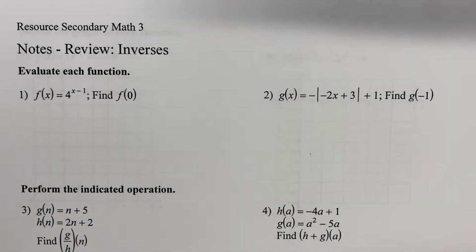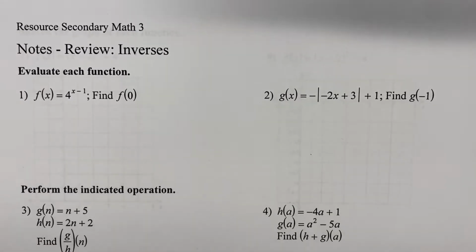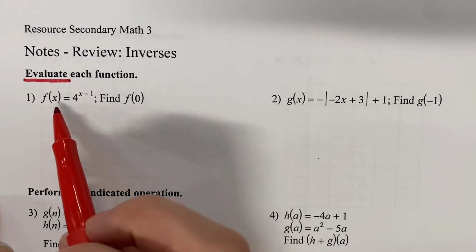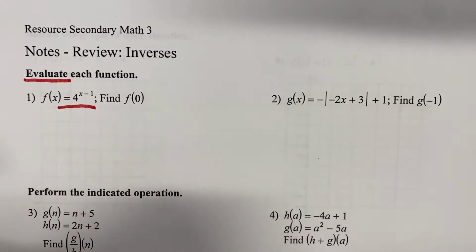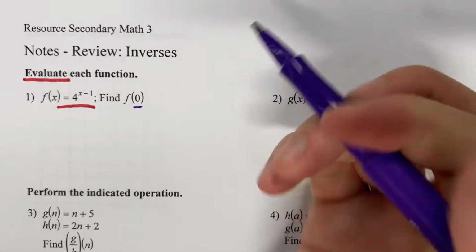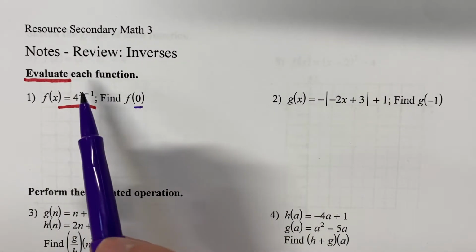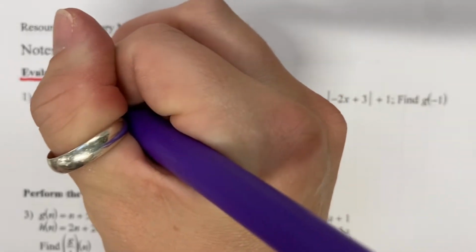Alrighty. Today we are going to review for our inverse function unit. Okay. And so on numbers 1 and 2, we're asked to evaluate each function. Evaluate the function means it's giving you a function here, and then it's telling you what it wants you to plug in to that function. So first we started with f of x, then it's telling us plug 0 in to that x spot.